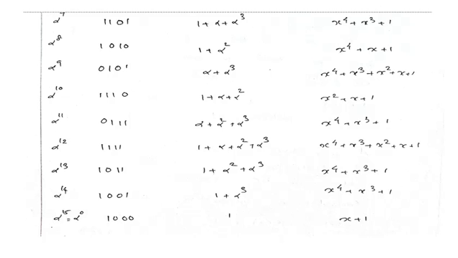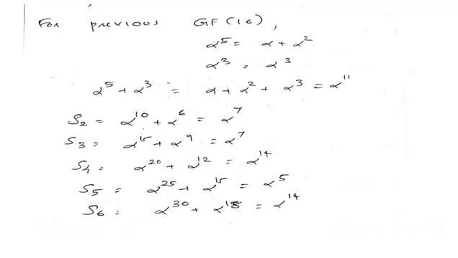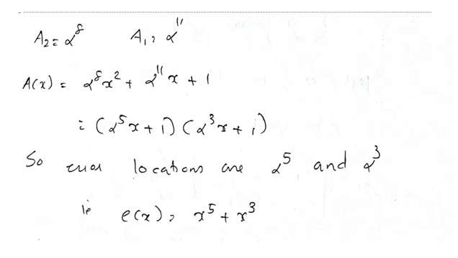So we can summarize the steps of how to decode this BCH code. The first step is that we need to find the error syndrome vector. To find the syndrome vector, we calculate the error syndrome from r of x, that is, syndrome S i is equal to r of alpha raised to i.